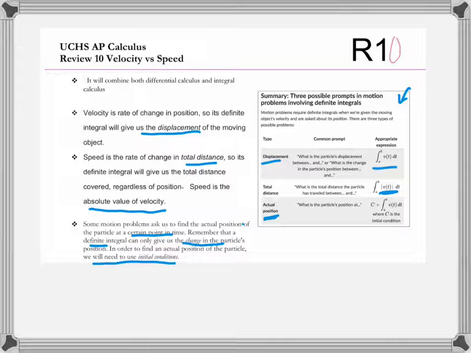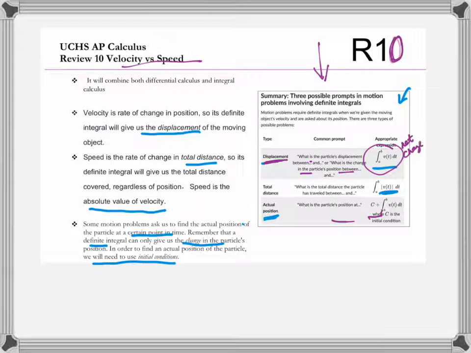Okay, so we're looking at R10, and this is the integration part of velocity and speed. Just look at this. It's very clear. It helps you understand that there are three possible prompts. If you're asked for the displacement, and here's an example, what is the particle's displacement between this and this? Or what is the change in the particle's position? Then you're just doing the integral, which is right here, which is net change.